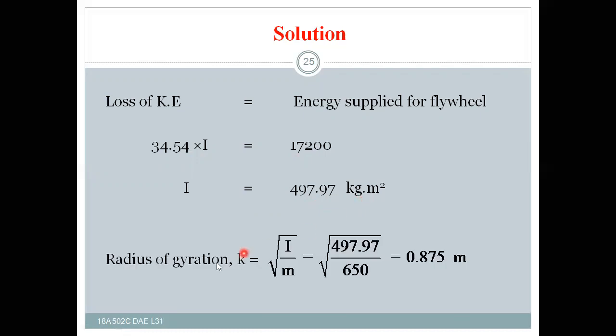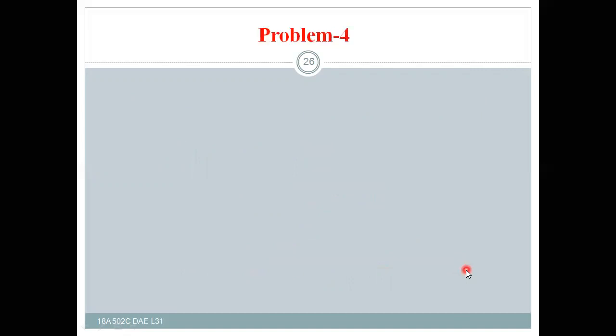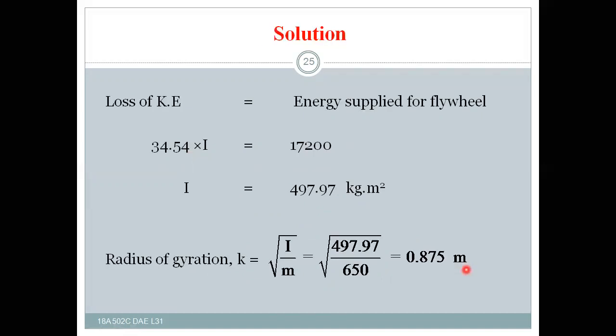So loss of kinetic energy is equal to the energy supplied by the flywheel. Then you will get 34.54 into I is equal to 17,200. That I is equal to 497.97 kg meter square. This is the moment of inertia of the flywheel. So radius of gyration K is equal to the square root of I by M, that is 0.875 meters. So that is the idea of getting this problem.